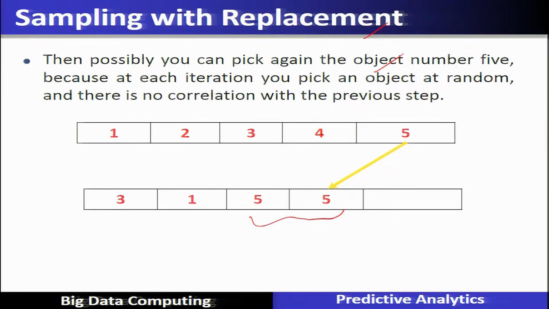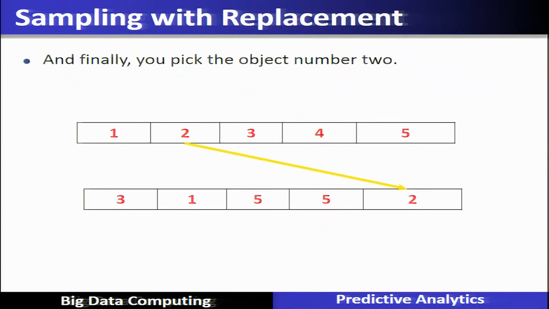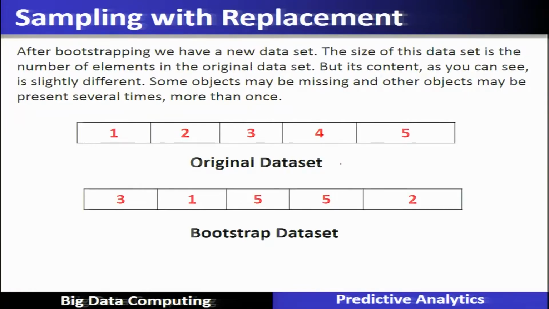So, then possibly you can pick again the object number 5, because at each iteration you pick an object at random and there is no correlation with the previous step. Hence, it is called random sampling with replacement. So, therefore, object number 5 can be picked again, and this is shown in this example. Finally, we will pick another object, let us say object number 2, at random, and we will replicate it on the 5th position. So, this particular data set, which is now generated out of the original data set called Z, and which we have called Z star, is called a bootstrap data set.